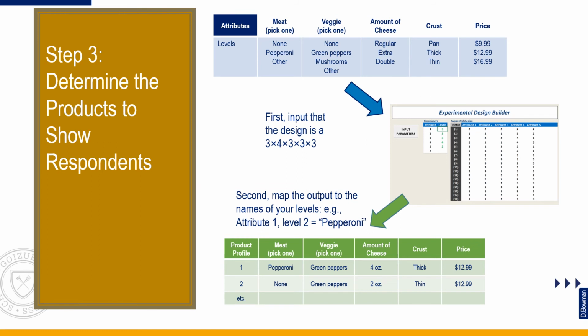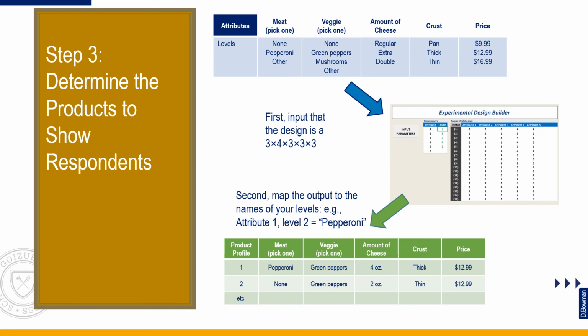Step 3. Determine the products to show respondents. Instead of showing a respondent all possible products that could be created from the conjoint design, we show them a cleverly selected subset based on the assumption that the attributes are independent. What does independent mean? It means that your preference for, say, the amount of cheese does not depend on what crust was used for the pizza.